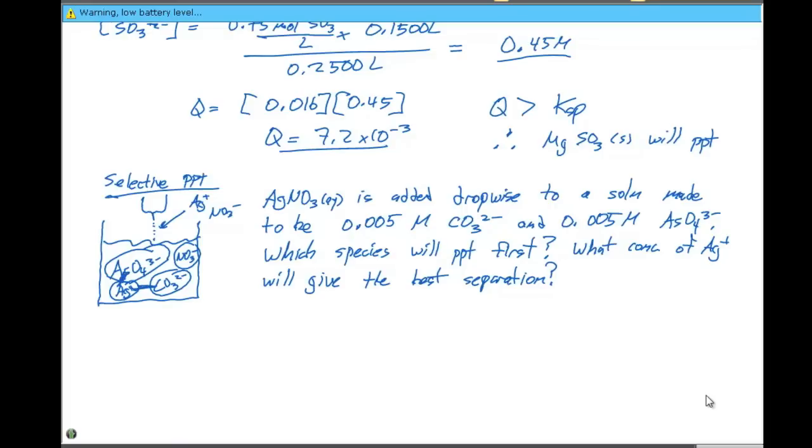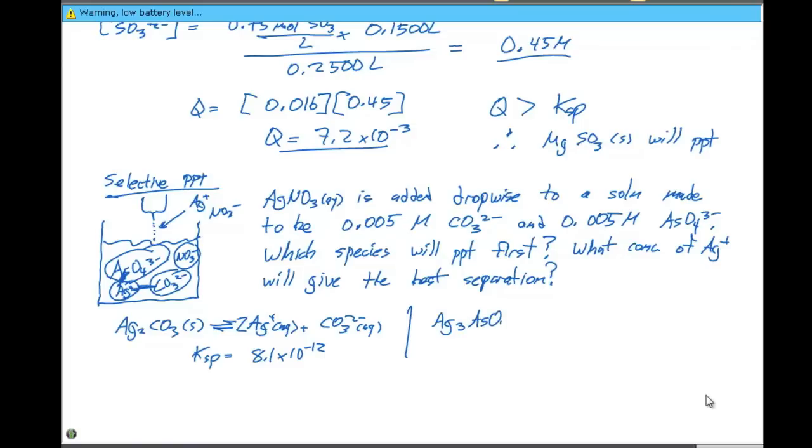What could happen here in this beaker are one of two things. We could form Ag2CO3 solid in equilibrium with silver ions in solution plus CO3 2- ions in solution. We have a 2-to-1 ratio of cation to anion, so we need a 2 in front of the silver right here. The Ksp for this equilibrium is 8.1 times 10 to the minus 12. At the same time, we also have Ag3AsO4 that could form as a solid, in equilibrium with 3 Ag plus in aqueous solution, plus AsO4 3-, also in aqueous solution. The Ksp for this is equal to 1.0 times 10 to the minus 22.